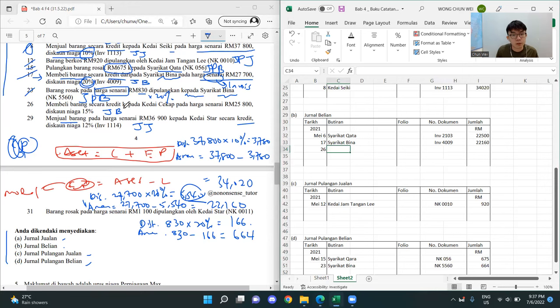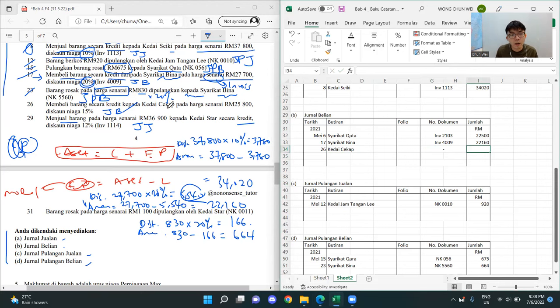Kepada siapa? Membeli mana? It should be daripada, right? Okay, never mind. Daripada kedai cekap. Yeah, see, for this question, there is no number invoice, so you can put actually a zero here. Or a dash. Yeah, put a dash.